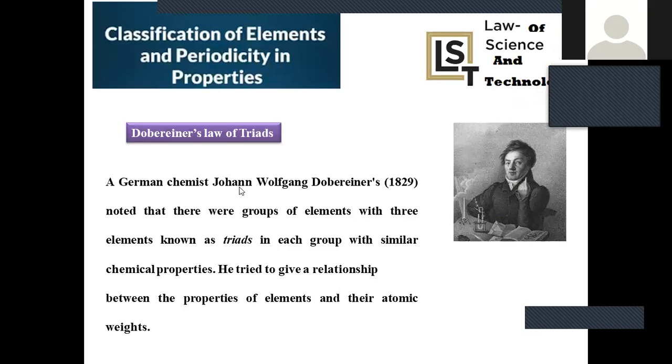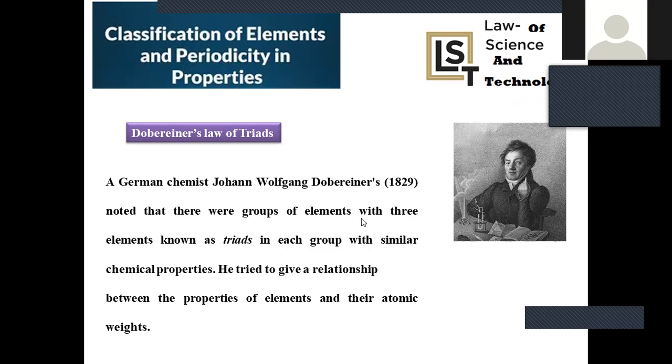Another scientific classification started from Dobereiner. This classification is purely based on the triad system. Just now we discussed, he made all the elements into different clusters. Each cluster consists of 3 elements. He is the German scientist Johann Wolfgang Dobereiner, in 1829. Again, he belongs to the 18th century.